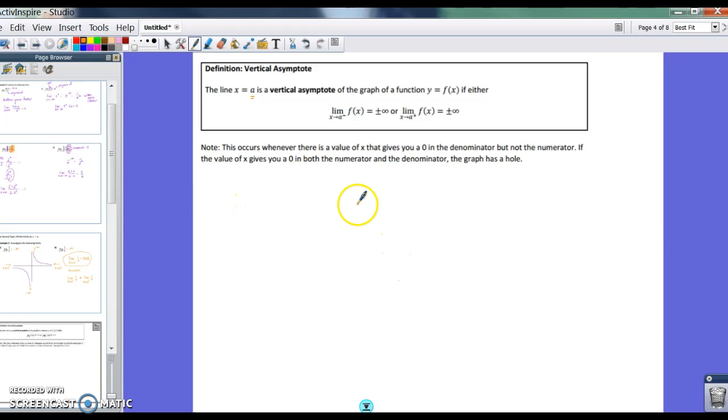This note says that this occurs whenever there's a value of x that gives you 0 in the denominator but not the numerator. And we're going to go through some examples. If the value of x gives you 0 in both the numerator and denominator, then that graph has a hole. Okay, so we'll talk about that as well.